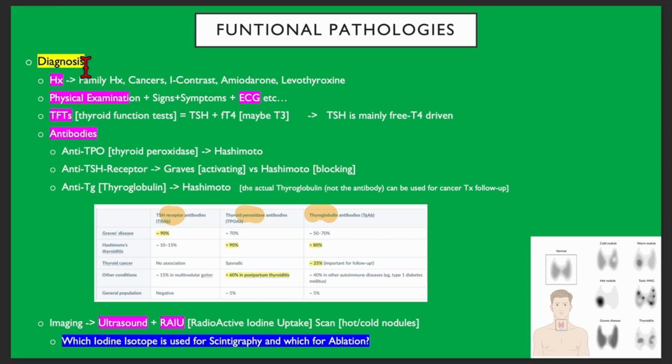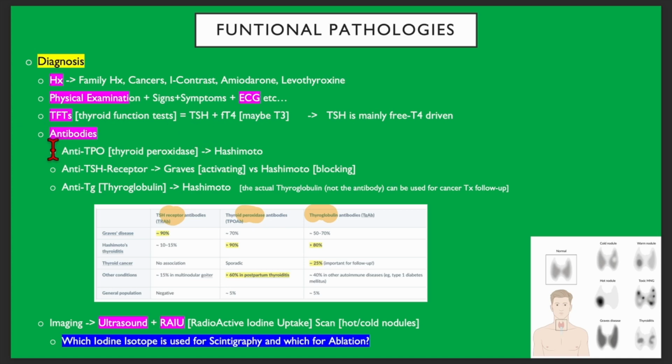So how do you make a diagnosis of hyperthyroidism? First, you take the history. You see if there is some family history or personal history or overdosing. Then you do a physical exam. You see the signs and symptoms. Do the ECG for the heart because we have tachycardia. Try to find maybe some arrhythmias. TFTs means thyroid function tests. They consist of TSH and free T4. Maybe you can check T3, but T3 thyrotoxicosis is a bit rarer. And the axis of TSH in physiology is mainly driven by the free T4. So that's why we do TSH and free T4, and we can estimate the axis and what is going on.